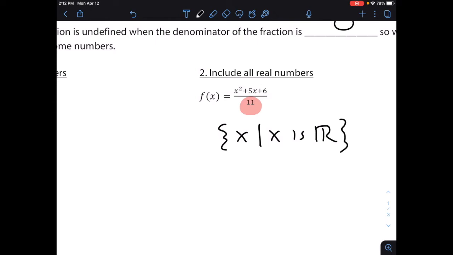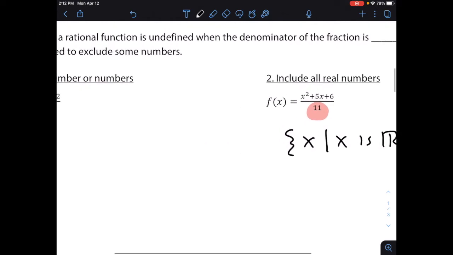Because there's no number that I can plug into this function that's going to make the denominator 0, because the denominator is 11. So if I plug in x equals 10, it doesn't change the denominator at all. It only changes the numerator.